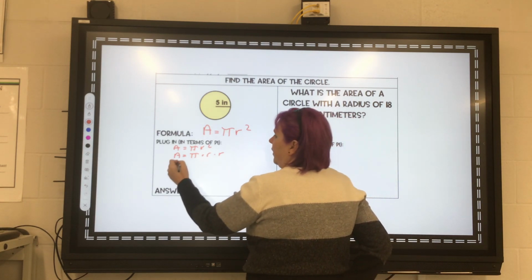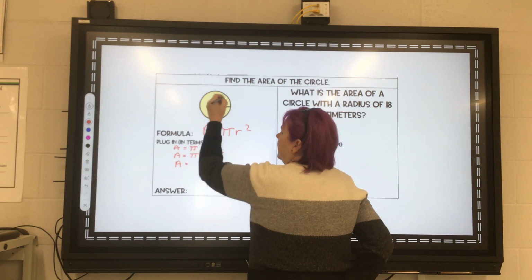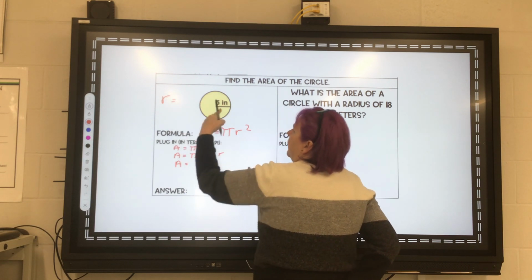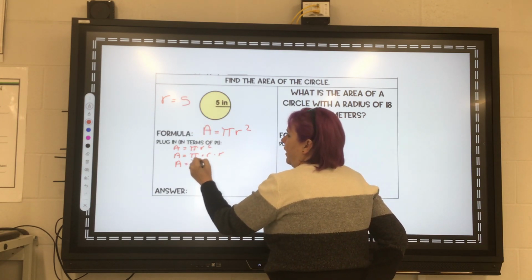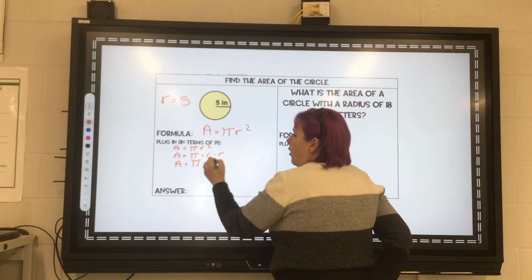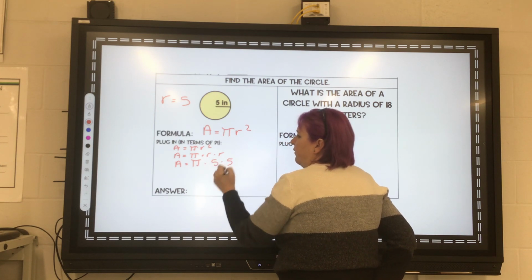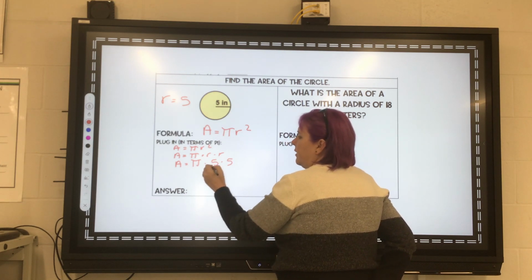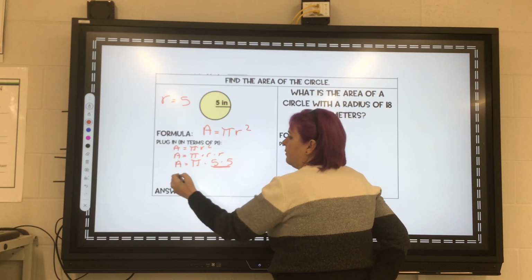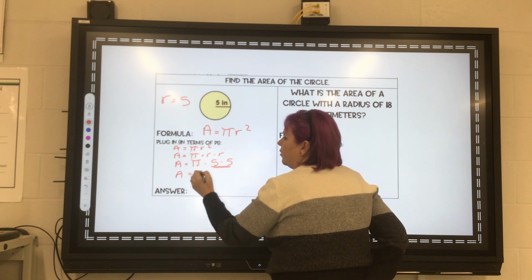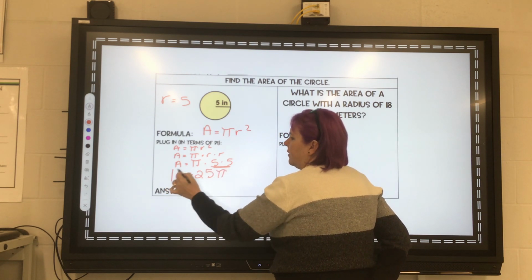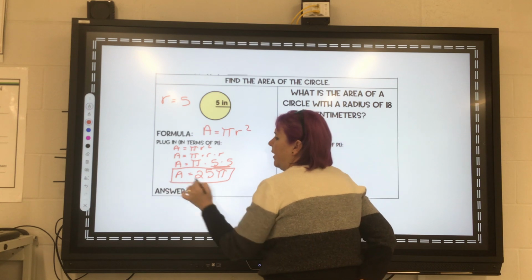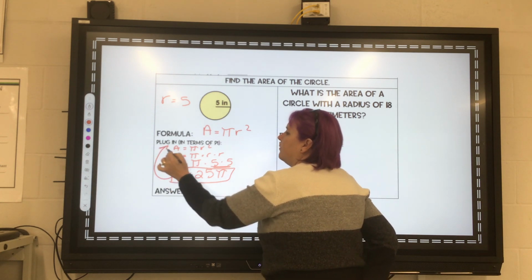Then I can plug in my radius, which up here is 5 inches. So pi times 5 times 5. Now I'm going to combine this. 5 times 5 is 25 pi. This is my area in terms of pi.